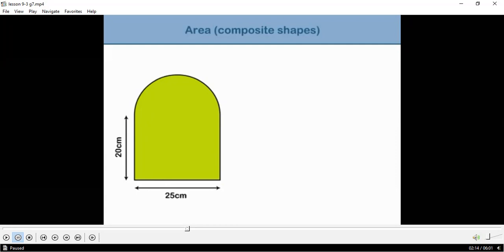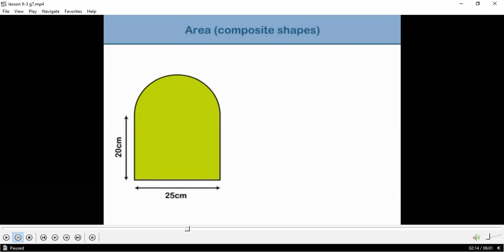We have to separate it. Exactly. We have to separate it into how many parts? We can separate this figure into how many parts? Two. Thank you, Karim. Ibrahim, tell me your plan. What do we have to do now?